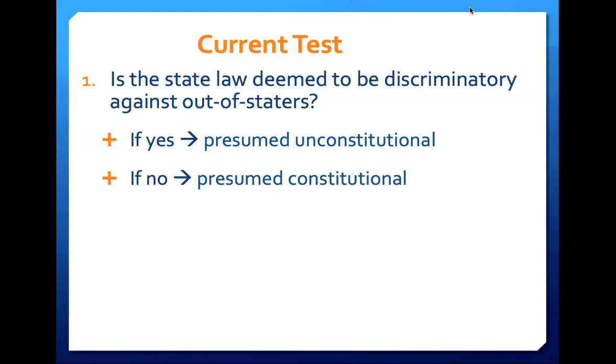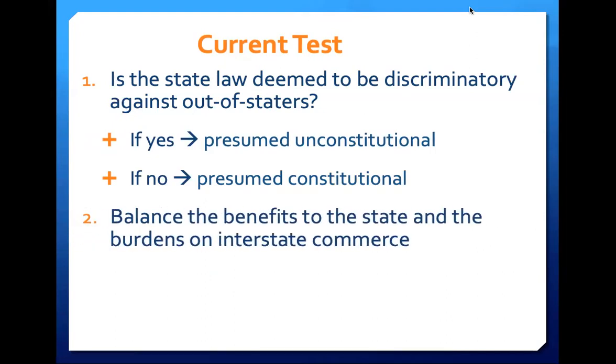They would get rid of our second step altogether. But the rest of the court, at least for now, after getting this presumption of constitutionality or lack of it, then moves on to a second part of the test, in which it balances the benefits of the state versus the burdens on interstate commerce, as we discussed.